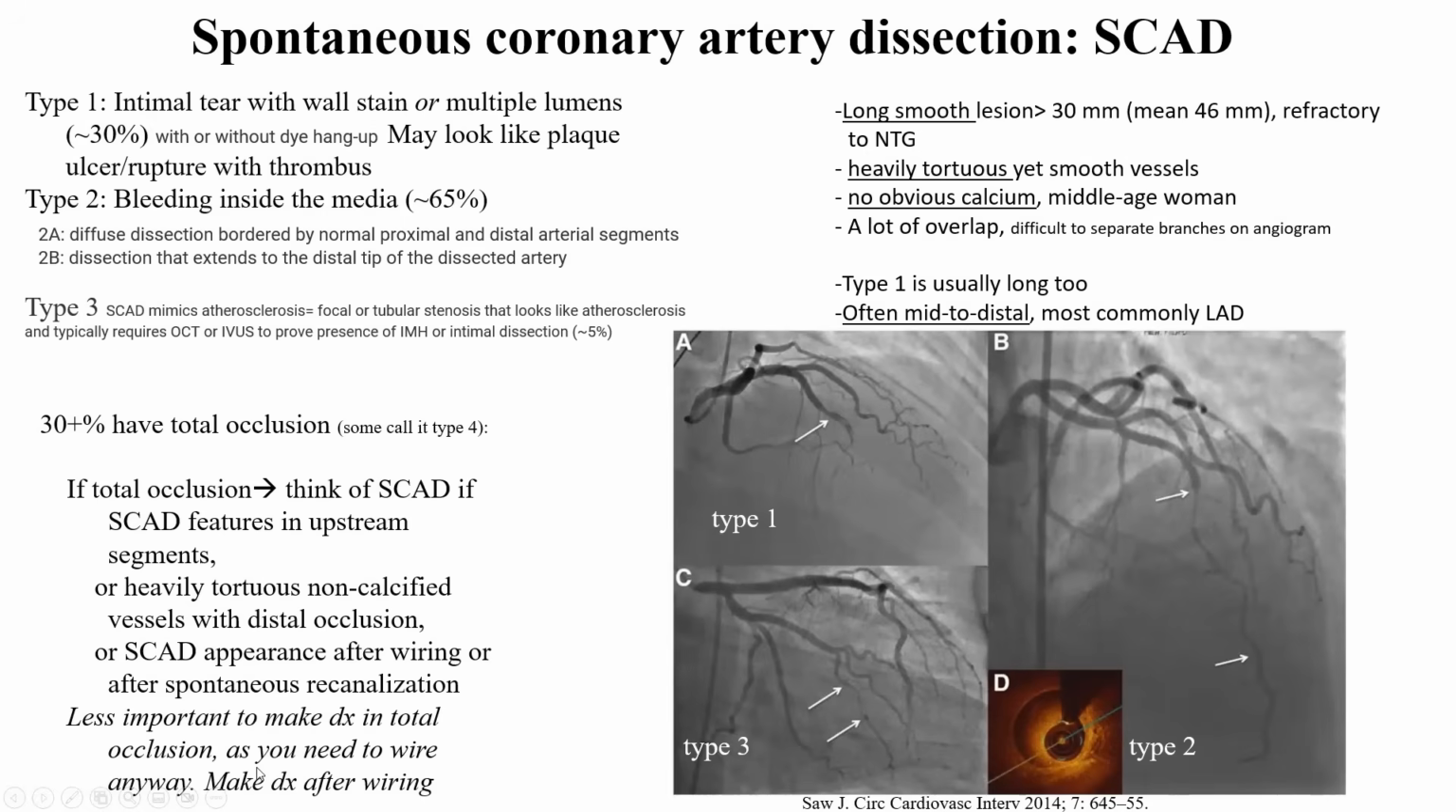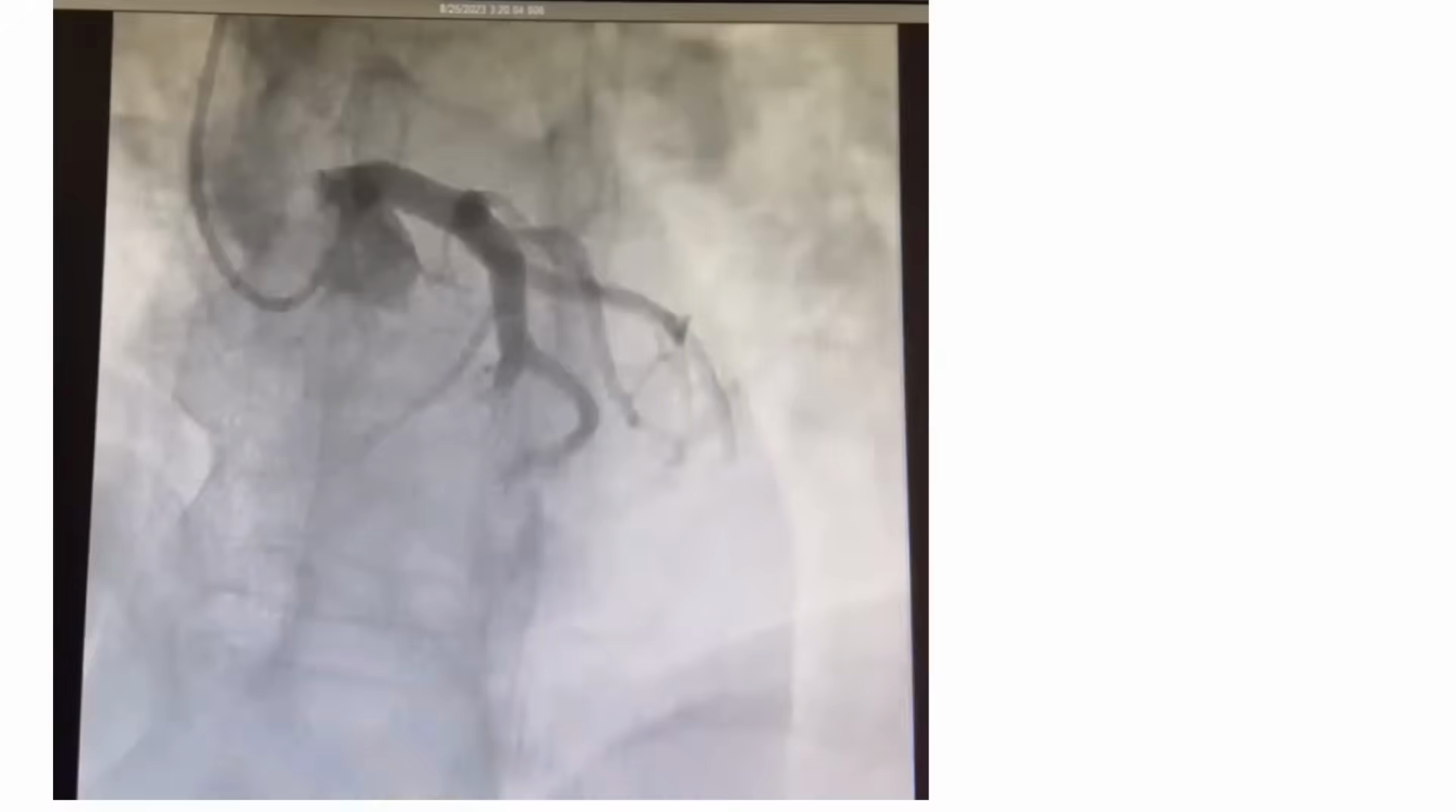And when you wire, you may have further features of SCAD. You may start to see a double lumen. You may see a wall stain. You don't need to do IVUS to prove SCAD. Guidelines try to tell you to avoid IVUS or OCT if possible when you suspect SCAD, because IVUS and OCT and extra manipulations can extend the dissection. And there is an 8% risk of extending the dissection by doing just IVUS or OCT.